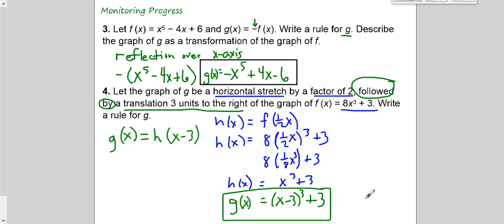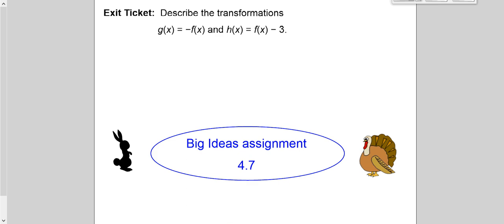We did all of our transformations, so we have our new function. All right, describe the transformations. What does this do? What kind of reflection is that? Over the x-axis or y-axis? That one's over the x-axis, good. And what does this one do? Subtracting 3? That's going to make it go down 3.